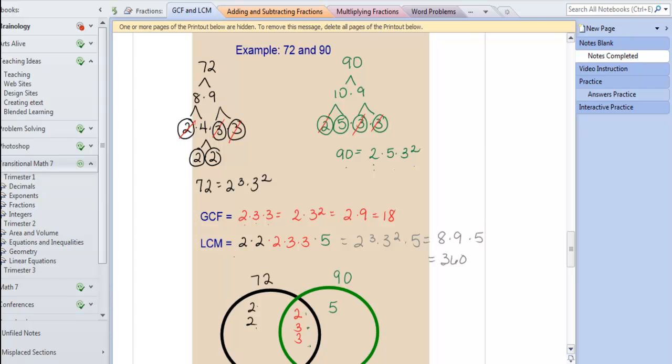So now to find the least common multiple, I'm going to multiply everything I see here in the 2 circles and the middle. I'm going to multiply all that together to get my least common multiple. So I'm going to multiply the 2 2's from the black circle, the 2 and the 2 3's from the red part, which is the greatest common factor, and then the 5 from the green circle. I'm going to go ahead and multiply all those together using my calculator, and I find that the least common multiple is 360.